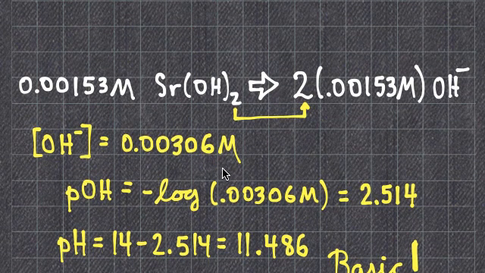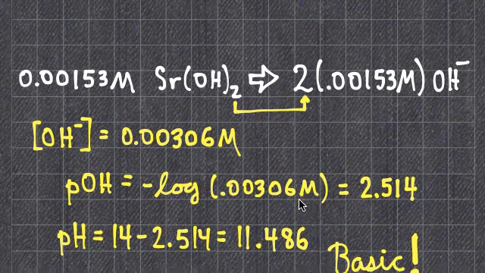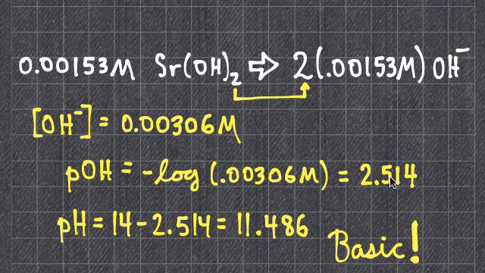Except I can't really use the millis in my logarithm pH and pOH definitions. The pOH of that would be negative log of 0.00306, and that's 2.514, but therefore the pH is 14 minus that number. And the pH is definitely basic, 11.4.